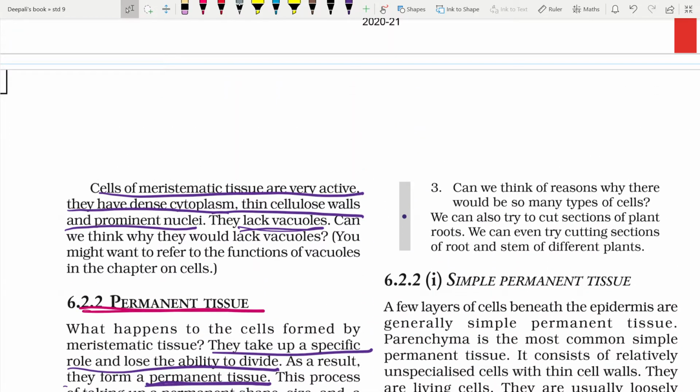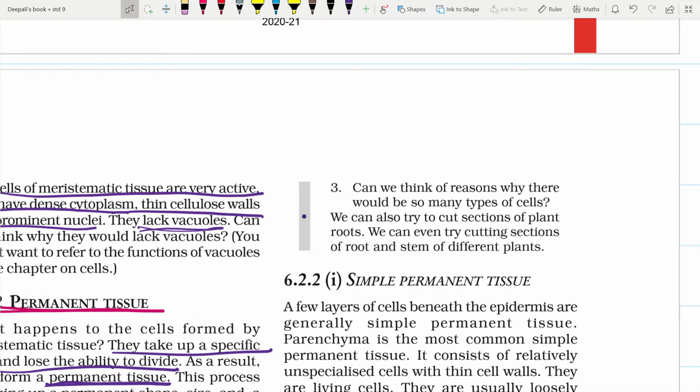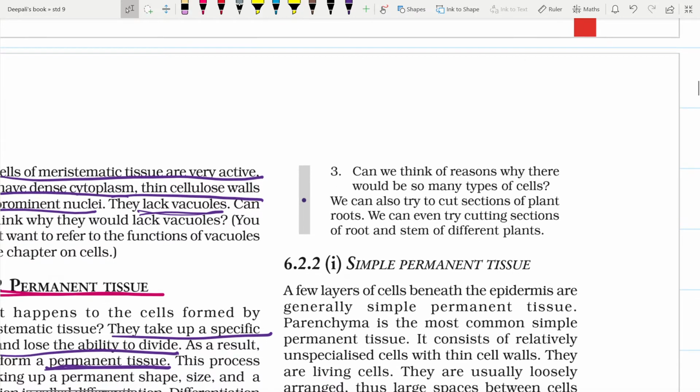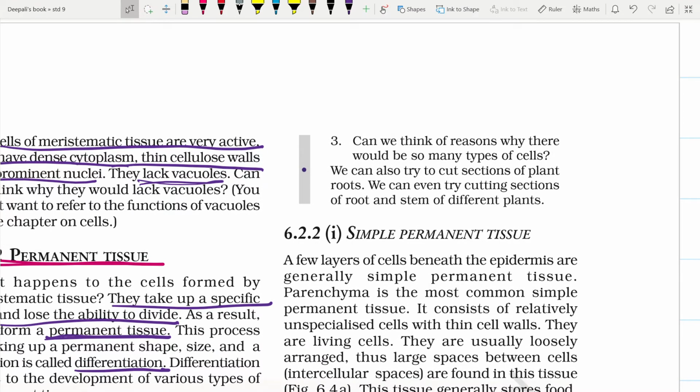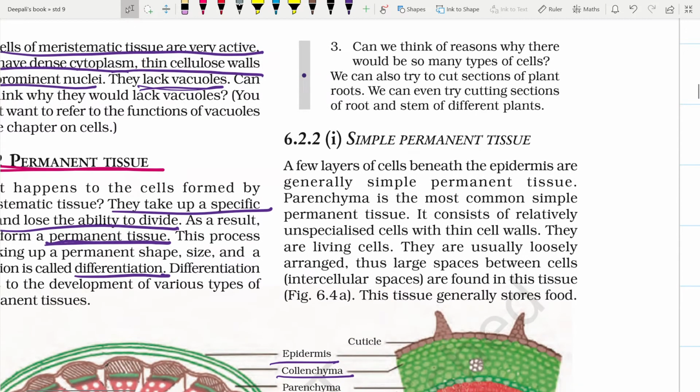Can you think of a reason why there would be so many types of cells? Because each cell is performing a different specified function given to them. And because of that, they need to have special structure and get differentiated into different forms so that they can carry out their function easily. We can also try to cut sections of plant roots. We can even try cutting sections of roots and stems of different plants.